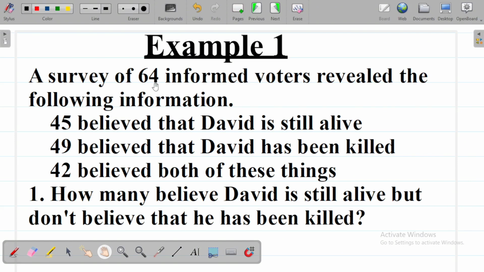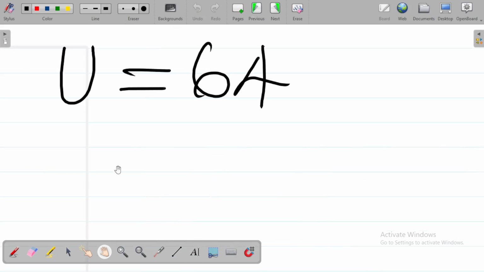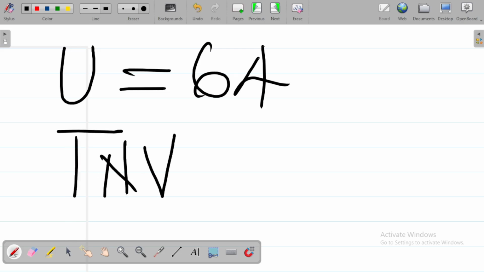Remember the definition of universal set. Universal set has to do with the entire number of elements that are being considered, or the entire number of voters that are being considered. So we are considering 64 informed voters. So the universal set is 64, and the universal set is the same thing as TNV, which is total number of voters, as I earlier said. So it is equal to 64.